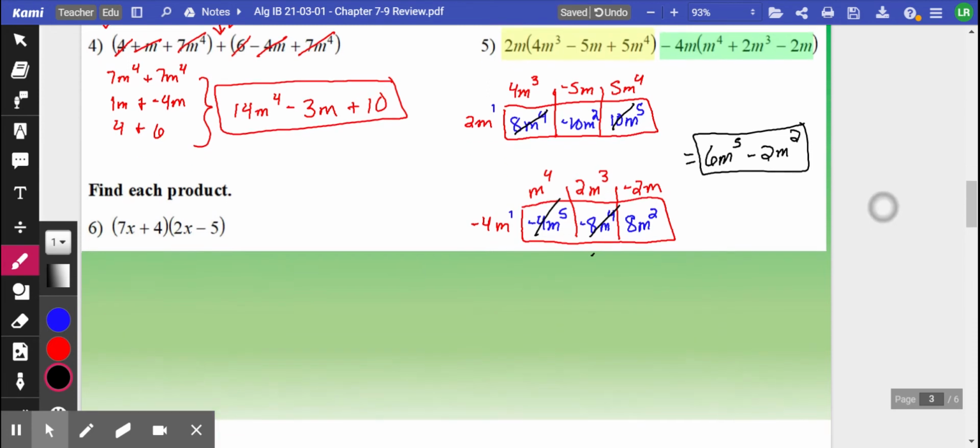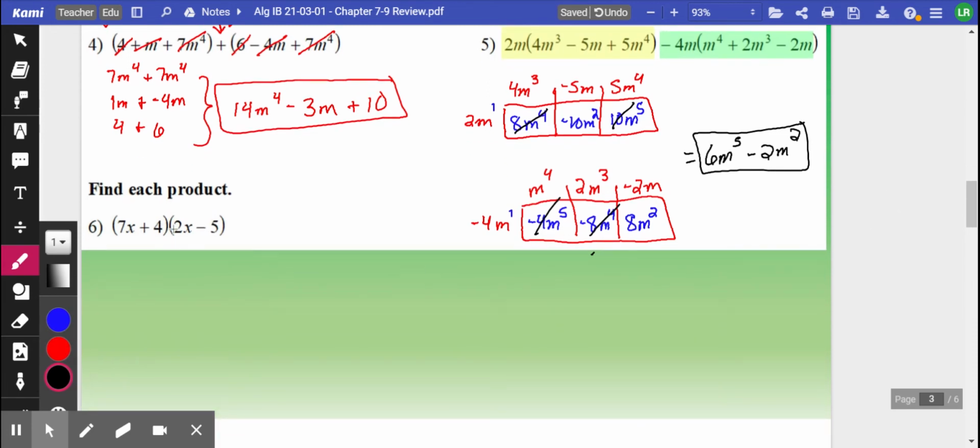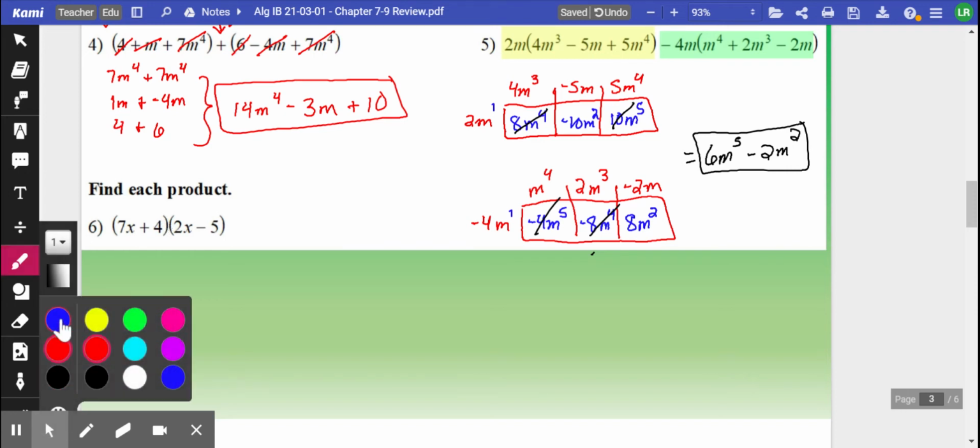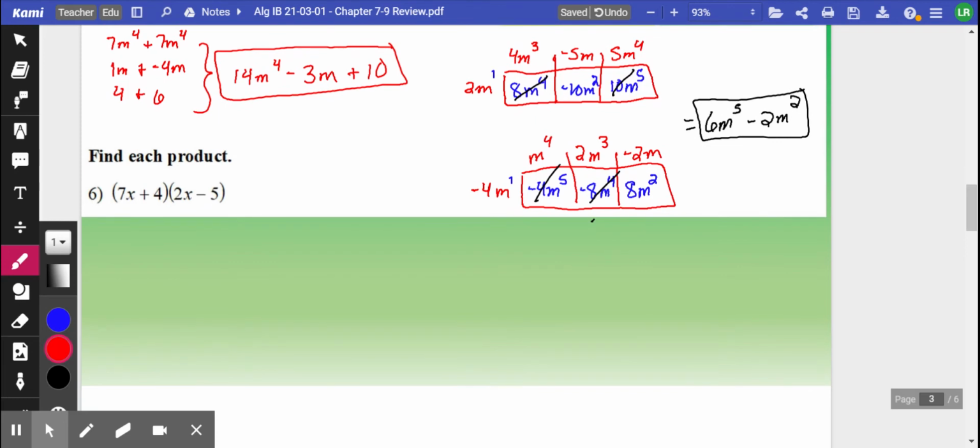For number 6, notice that there is nothing in between the parentheses. So that is multiplication. We have 2 things times 2 things. So make your 2 by 2 box. On the side, I'm going to put the 7x plus 4. And on the top, I'm going to put the 2x minus 5. Then we do our multiplications.